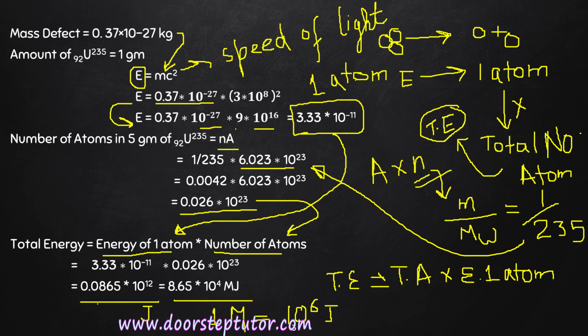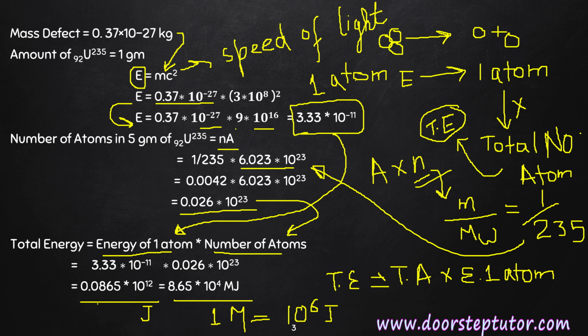So the given mass is 1 gram, and the molecular weight is 235. We'll use this again in this equation. So 1 upon 235 into 6.023 into 10 power 23, this is Avogadro's number, is equal to 0.042 into 6.023 into 10 power 23 is equal to 0.026 into 10 power 23.